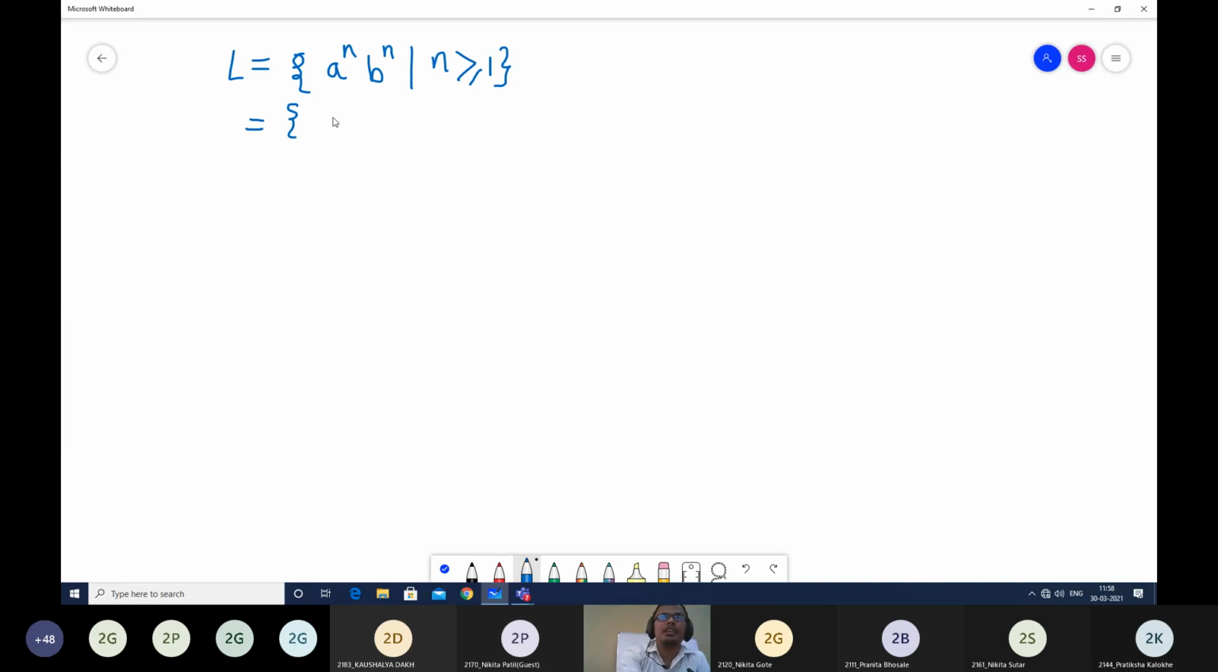The string generated if the value of n is 1 will be AB. The next string generated will be AA BB. Then the next string will be 3 times A and 3 times B. Then 4 times A and 4 times B, and so on. Is it understood? The only change here is that you will not have the null string.